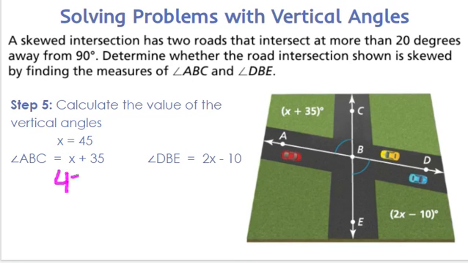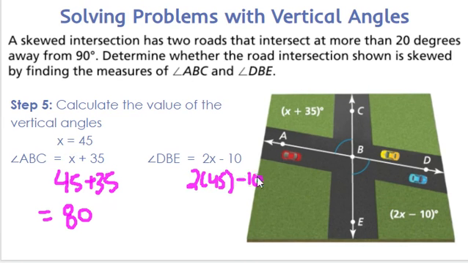So I have 45 plus 35 is equal to 80. Then I have 2 times 45 minus 10. 2 times 45 is equal to 90. Minus 10 is also equal to 80. This is good because this means that my two vertical angles are indeed equal to each other, which we wanted to check. So both of these are 80 degrees.